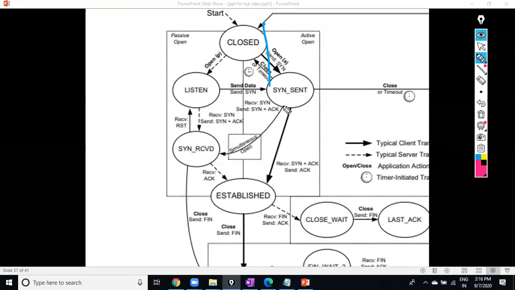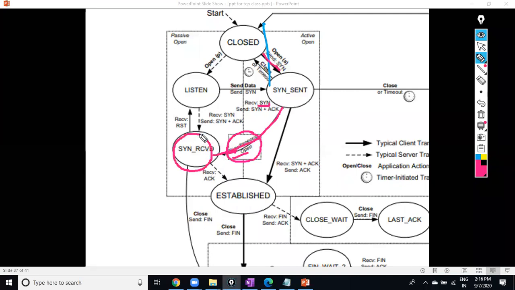Now, simultaneous open means that in the four-way handshake process, I send SYN and after that I receive SYN. Then I'll be in the SYN received state, because as a passive opener I'll be in the SYN received state. And after that, when I receive the acknowledgement, I go into the established state.